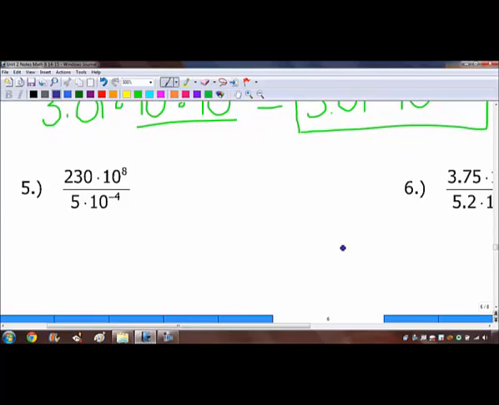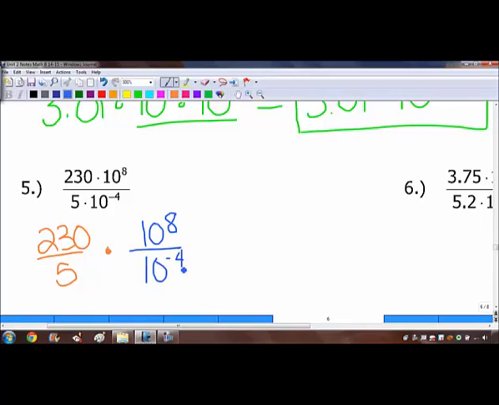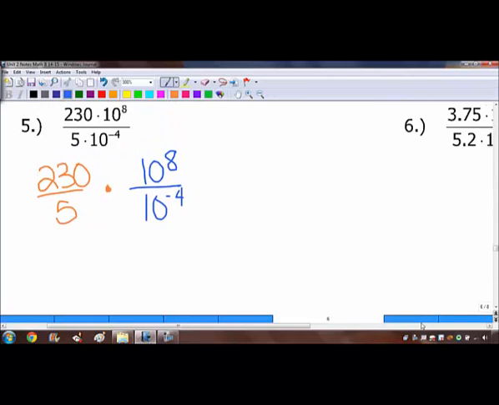230 times 10 to the 8th power, all divided by 5 times 10 to the negative 4th power. So what I'm going to do is I'm going to split this up into two separate pieces. Okay, I'm going to say that it's 230 over 5, okay, times 10 to the 8th power over 10 to the negative 4th power. So my coefficients are 230 and 5, so I'm going to divide them. So I'm going to figure out how many times 5 goes into 230. Well, 5 doesn't go into 2, but it goes into 23 4 times.